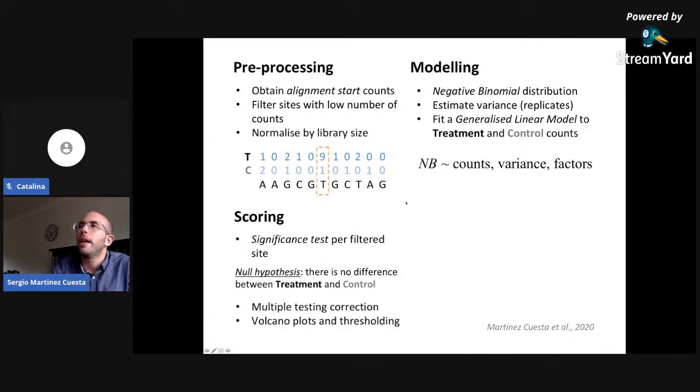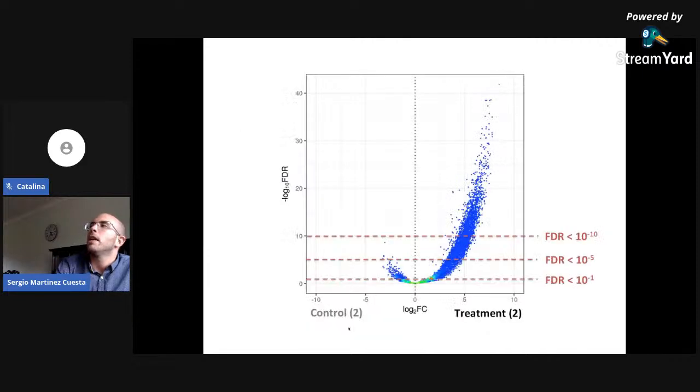And then for scoring, you do significance tests under the null hypothesis that there is no difference between the treatment and the control. And then you do multiple testing correction, volcano plots, and thresholding based on the statistical significance. So you end up with volcano plots like this one, where you use these thresholds to call abasic sites. So here are positions in the genome where you've done these tests, and then you can set your thresholds, and then you call abasic sites based on that.